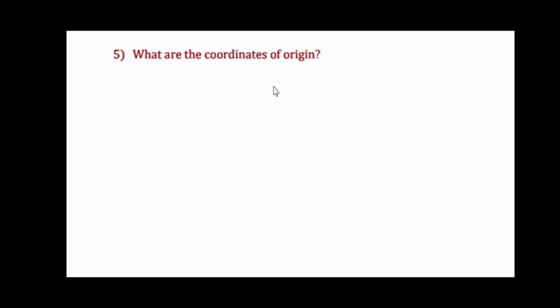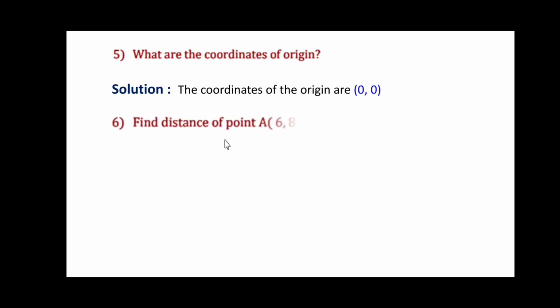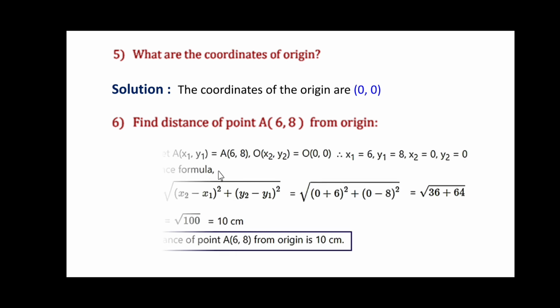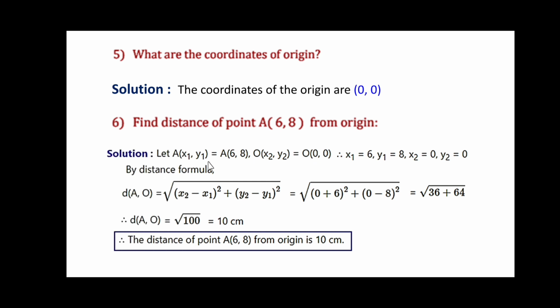Problem number 5. What are the coordinates of the origin? The coordinates of the origin are 0, 0. Find the distance of point A (6, 8) from the origin. Friends, here let A (x1, y1) be A (6, 8) and the origin (x2, y2) is (0, 0). So x1 is 6, y1 is 8, x2 is 0 and y2 is 0.